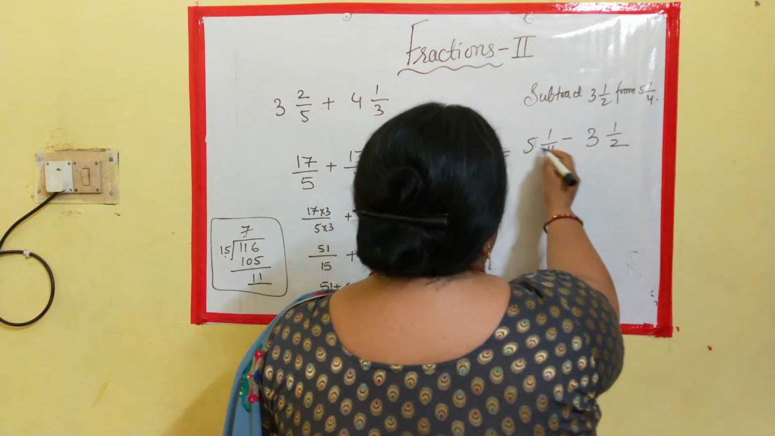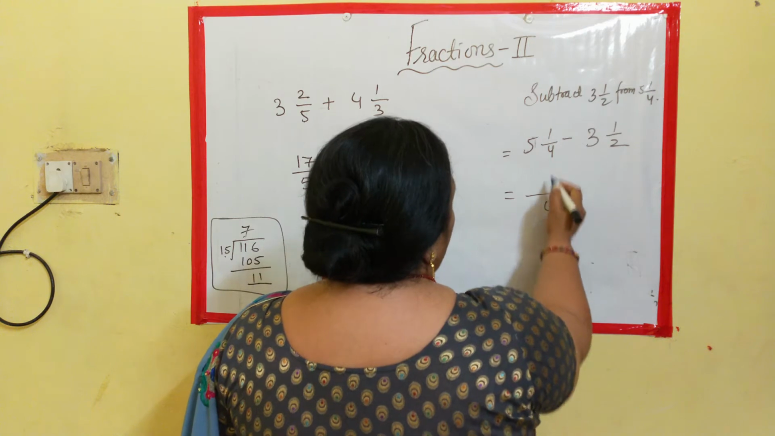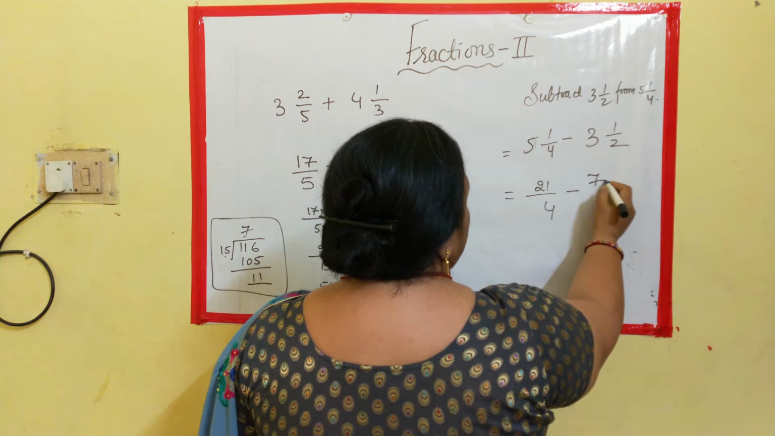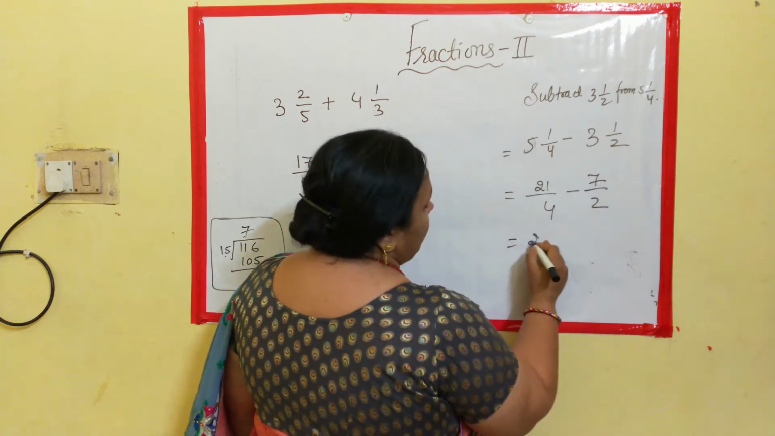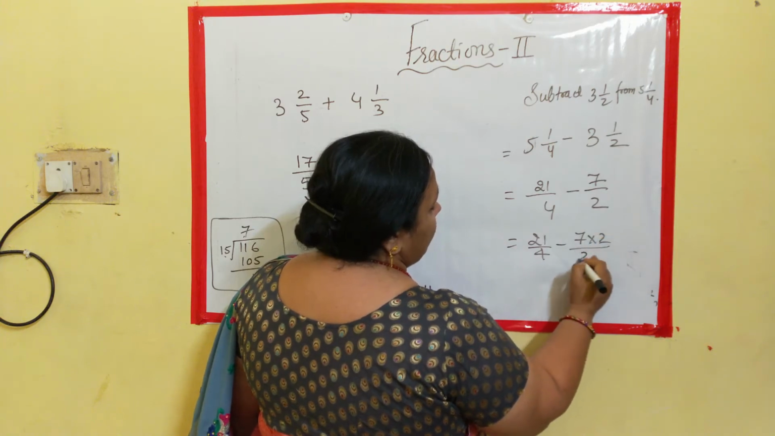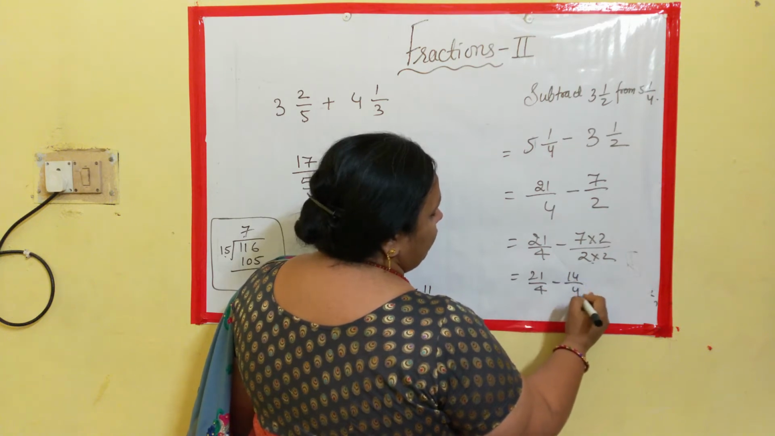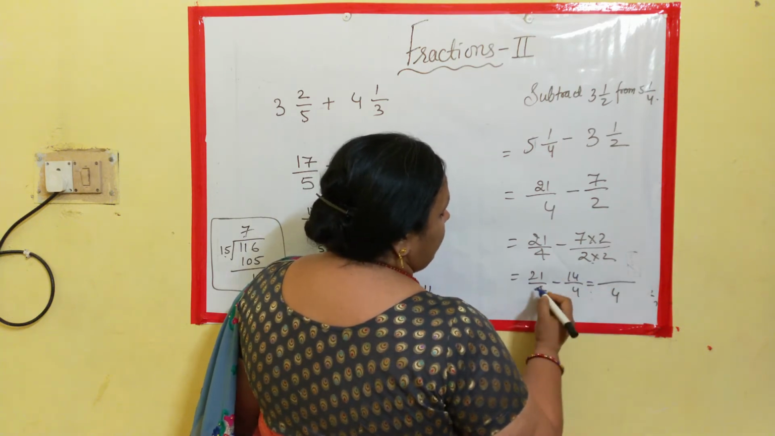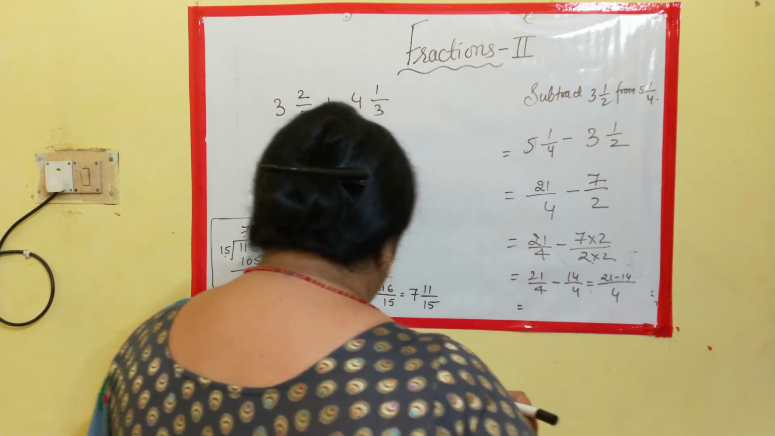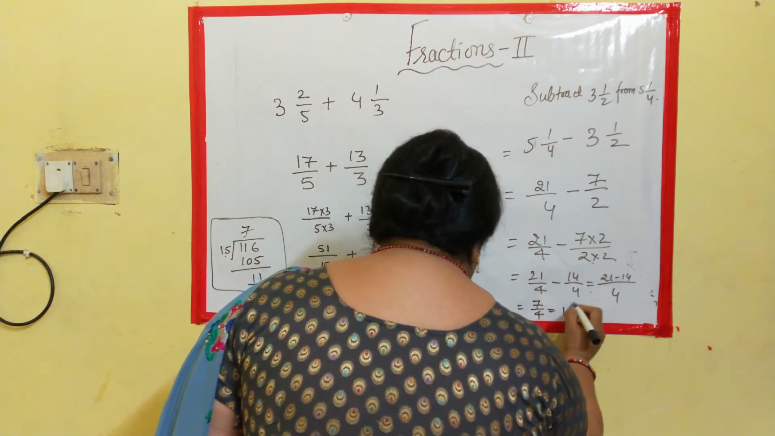So when we convert this, this is 4. 5 4s are 20 plus 1 is 21, minus 2 3s are 6 plus 1, 7 by 2. Now 21 by 4 minus 7 into 2 by 2 into 2. So 21 by 4 minus 14 by 4 will give you 4 as common, and 21 minus 14. Now 21 minus 14 will be nothing but 7 by 4.